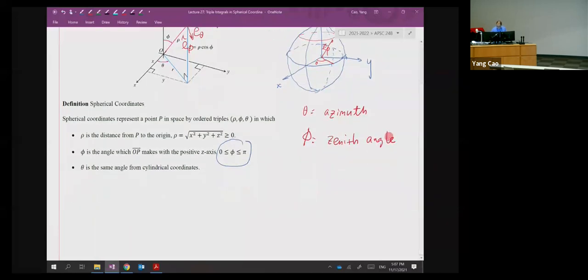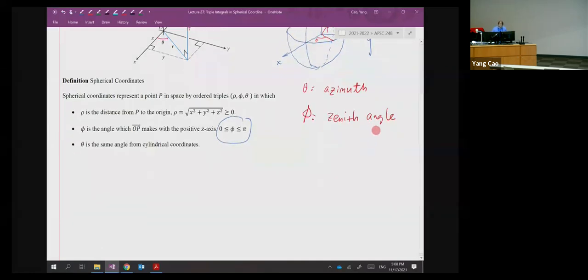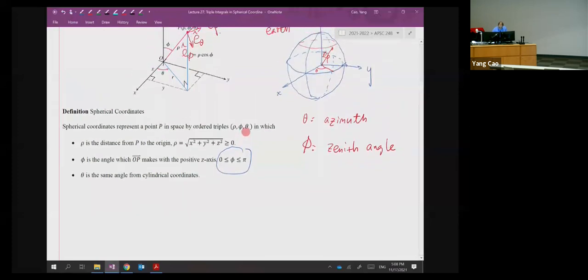Okay. So let's see what we can do in terms of the spherical coordinates to calculate this triple integral for our purpose. Now, before we start actually looking at the triple integral problem, let's get ourselves familiarized with spherical coordinates and its relationship with Cartesian coordinates. And let's refer back to this diagram here.